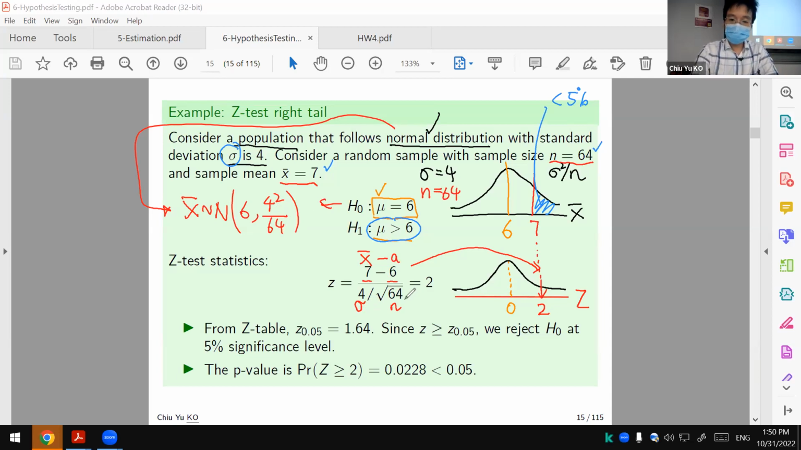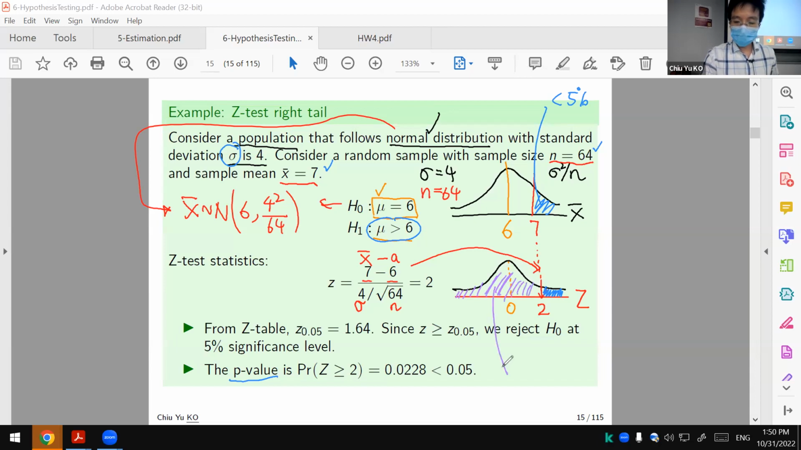So now, as we see here, we want to find this guy, this area. That is the p-value. How can we find this p-value? This area. We can find the complement area. Maybe I use purple. Yeah, purple. So we can find this area.